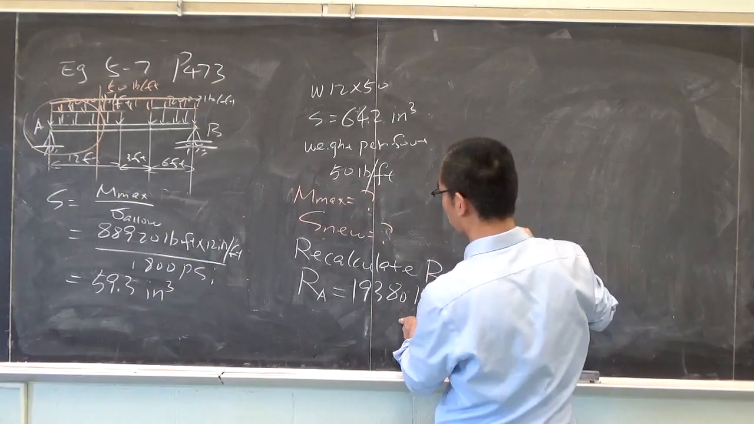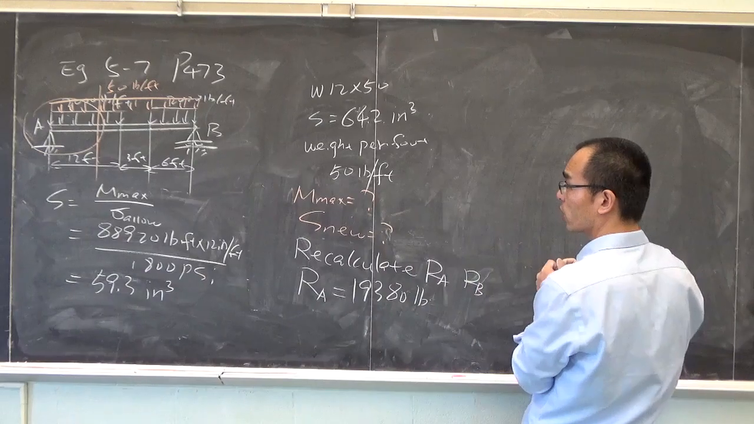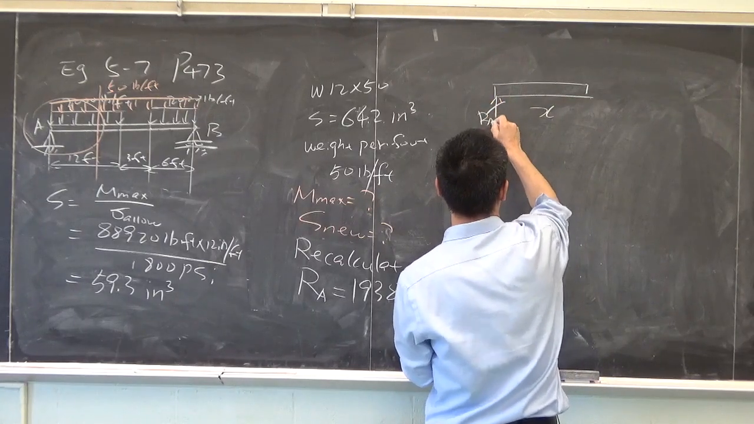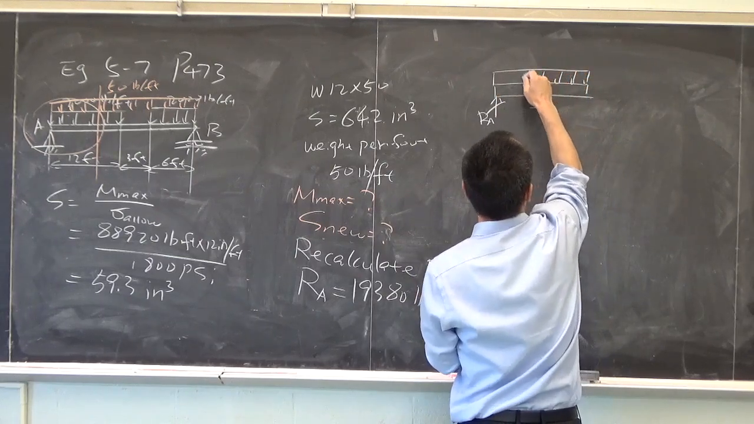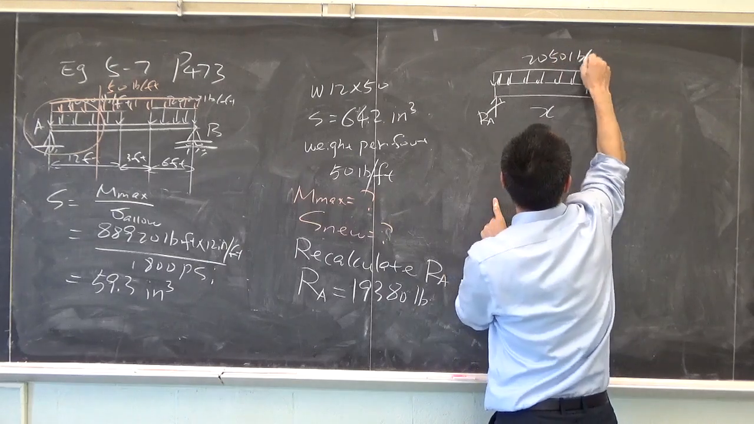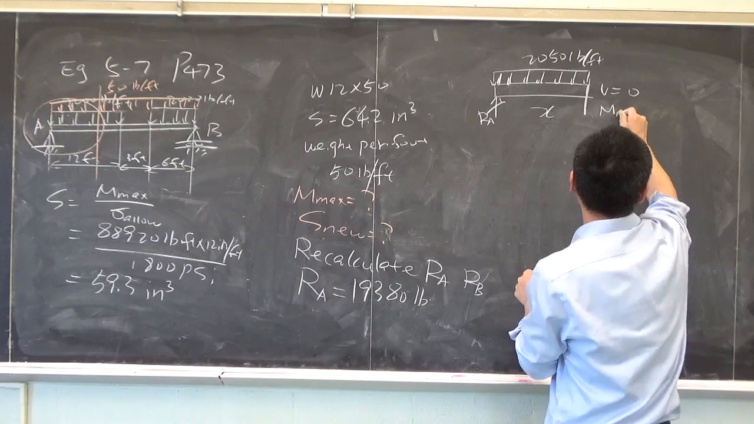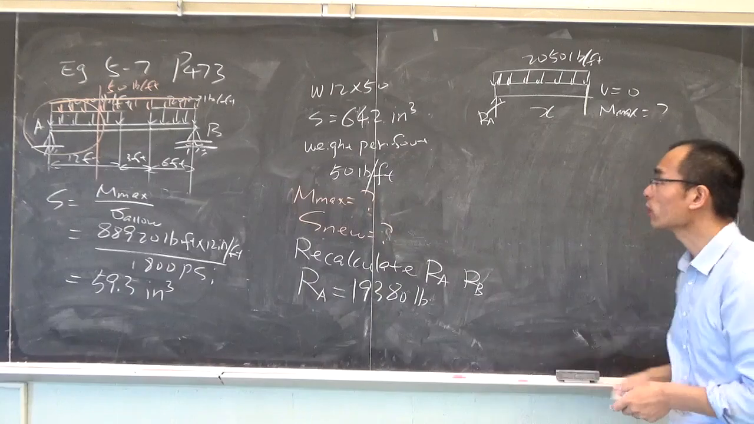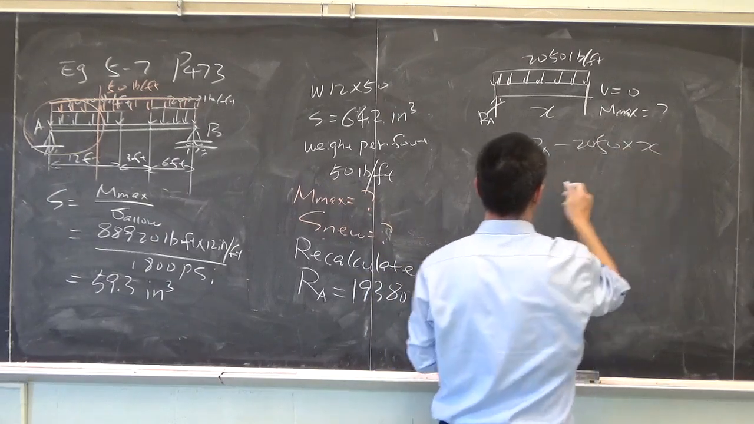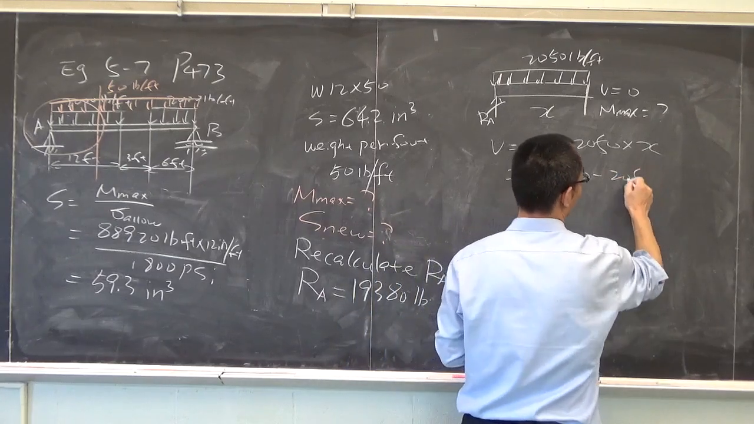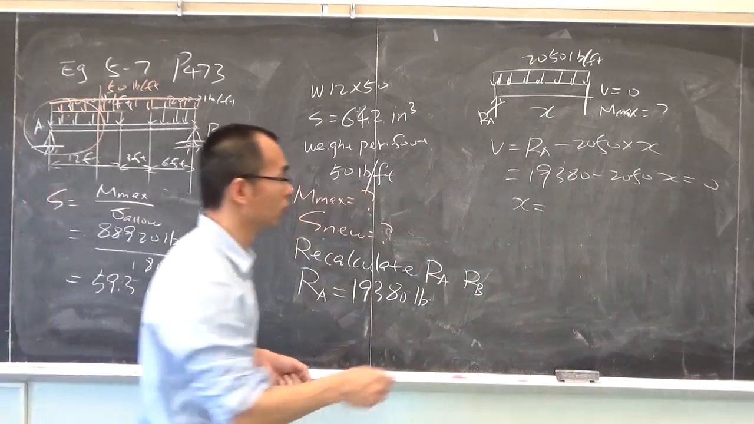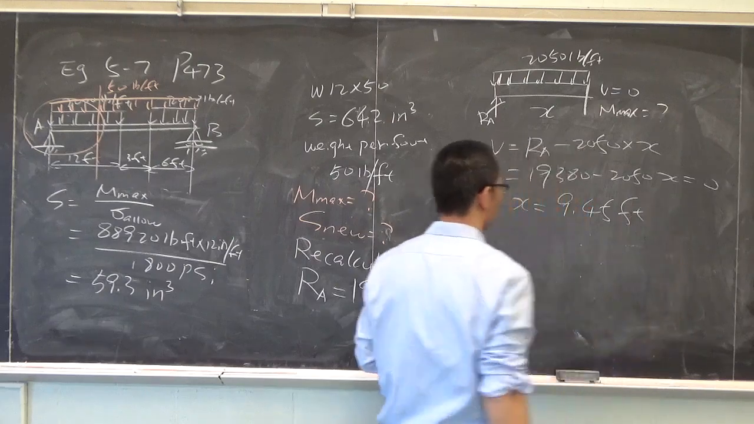Okay. So when you have the new reaction force, we can get the maximum bending moment. So we can get a location for when the shear force is equal to zero, right? We can combine them together, okay? So the shear force is equal to 0 at the maximum bending moment, right? So then shear force is equal to RA minus, right? So this one is 19,380. So x will be equal to 9.45. Okay, so we have a new location.